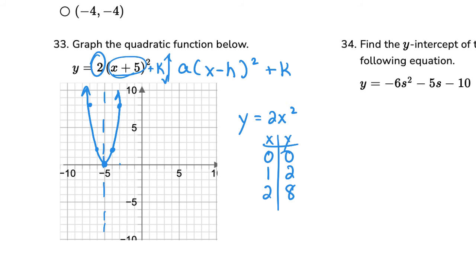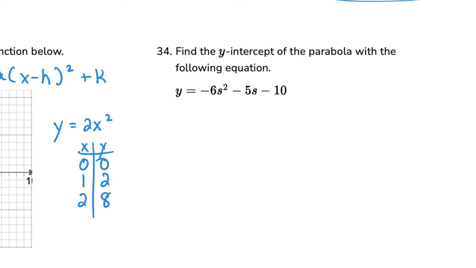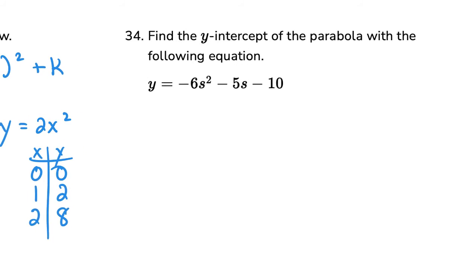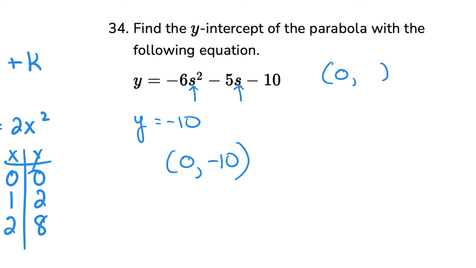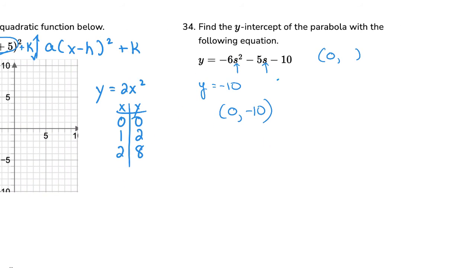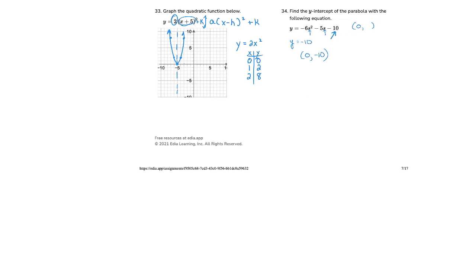And that's a pretty good graph. 34, find the y-intercept of the parabola with the following. So when you're looking for the y-intercept, your x has to equal 0. So we're just going to put a 0 in here for s in this case. Y equals negative 10. So when s is 0, y is negative 10. That is the y-intercept. Okay, it's also just that number dangling off the end.